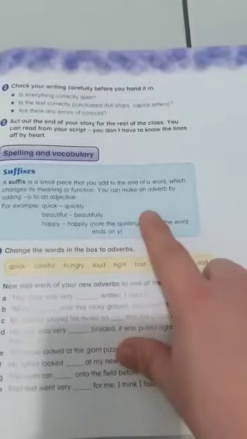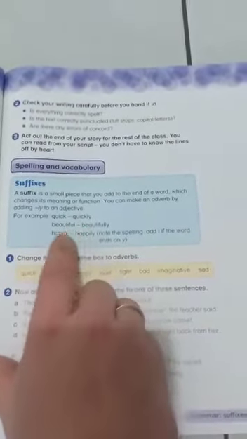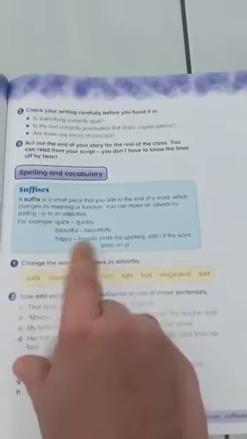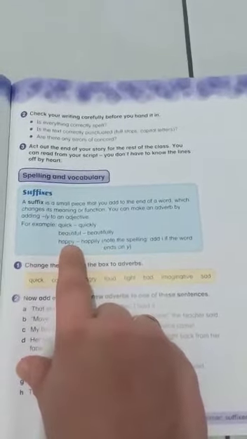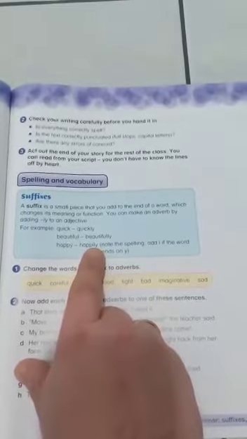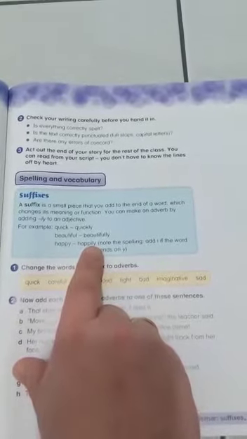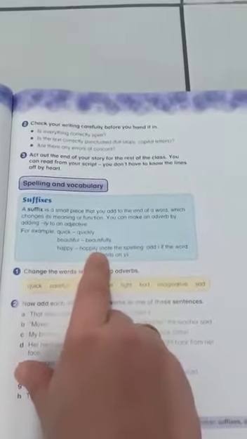Okay, so what do we have here? Well, suffixes. Okay, so here the suffix ly to make an adjective: quickly, beautifully, happily. Okay, so sometimes you need to take good care, take a good look at the word. Does it end with a y? Then usually the y changes into an i, and ly is added after that.